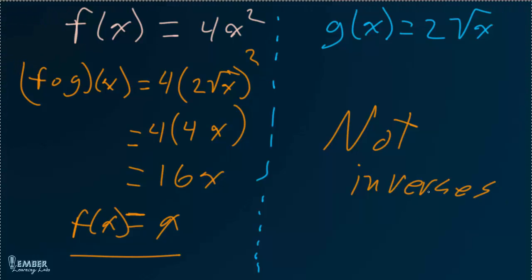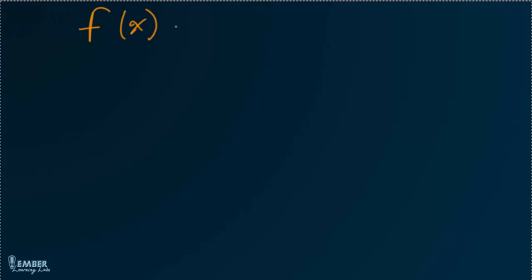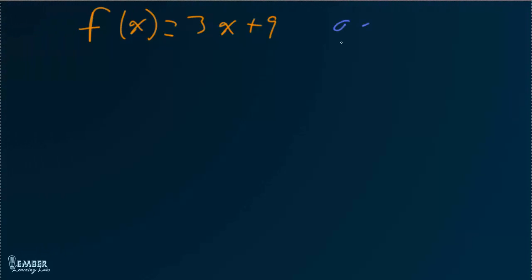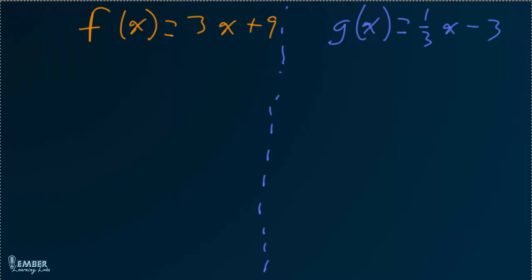Okay, let's look at another example. Let's look at f of x equals 3x plus 9, and for our other one, g of x equals 1/3 x minus 3. We want to know if these are inverses. Remember from just a minute ago that if they are inverses, then their composite is going to equal the identity function, f of x equals x.